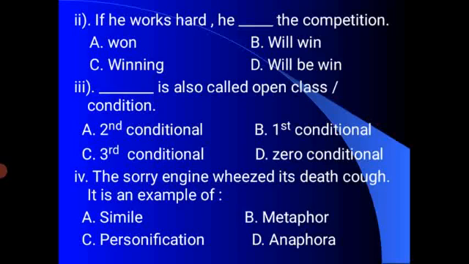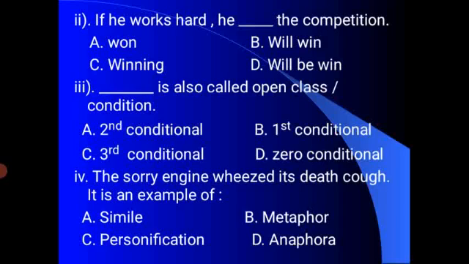Number 2, if he works hard, he dash the competition. You have 4 options here. Option A, won; B, will win; C, winning; D, will be win. Number 3, dash is also called open class or condition. Now you have four options given over here. Option A, second conditional; B, first conditional; C, third conditional; and D, zero conditional.